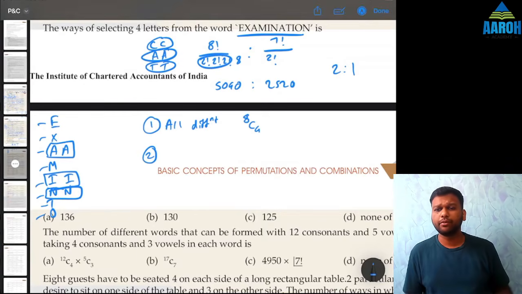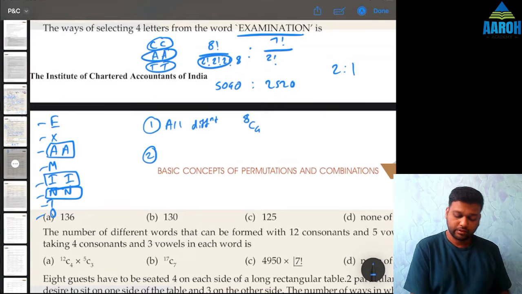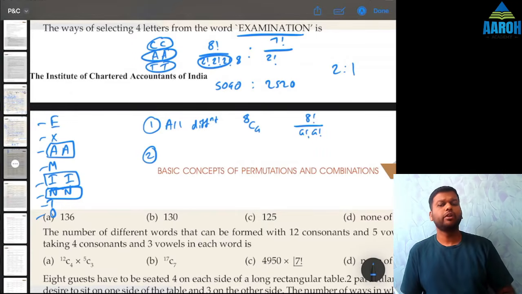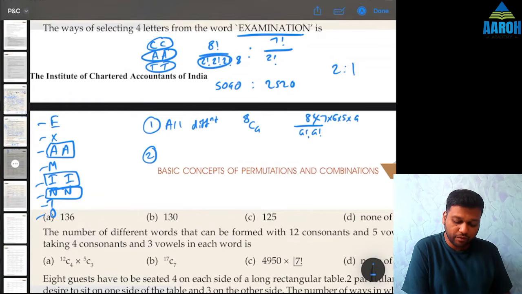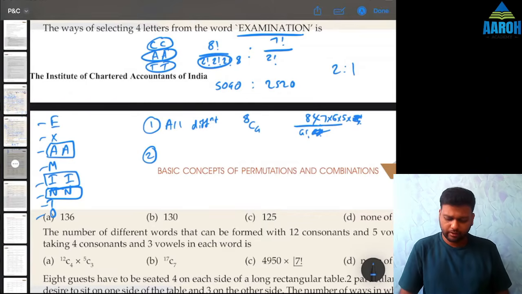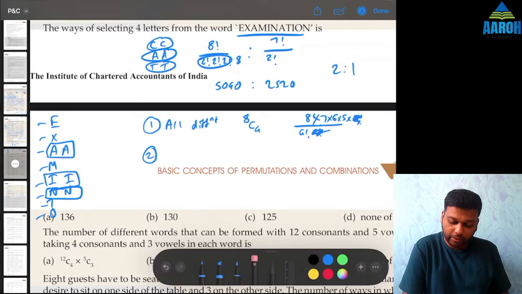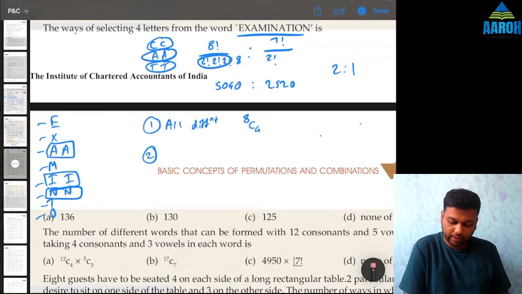How to calculate 8C4 on the calculator fast? You know that it is going to be 8 factorial upon 4 factorial into 8 minus 4, that is again 4 factorial. So 8 factorial, you know, is going to be 8 into 7 into 6 into 5 into 4 factorial, and then you can cancel this, right? If you know this is going to happen, then don't write it, directly do it on the calculator. How? So we'll start with 8.